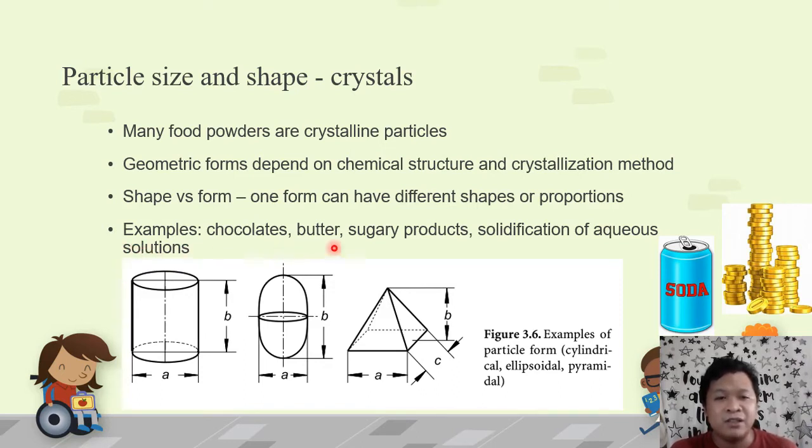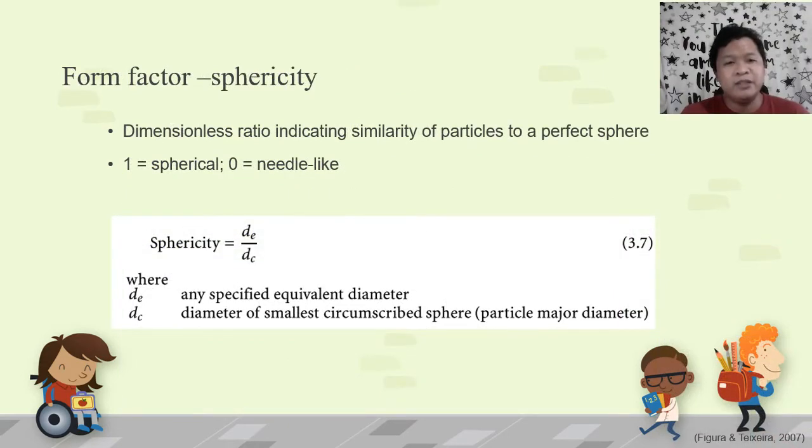So you have chocolates, butter, sugar crystals, and solidified aqueous solutions. Here are some examples of the particle forms measured through their A and B, and sometimes even their C, no, kapag hindi sila uniform about an axis. Okay, so you have a cylindrical, an ellipsoidal, and a pyramidal example.